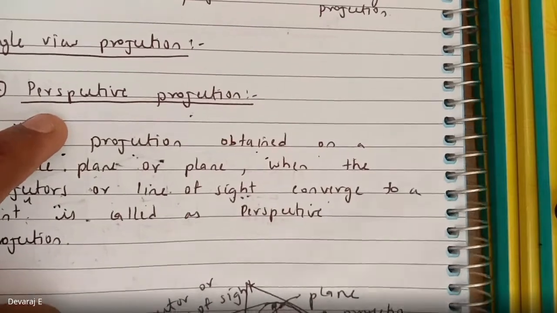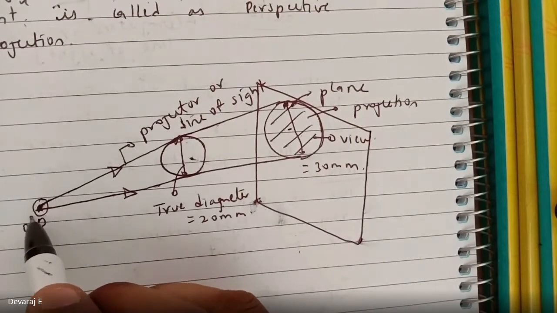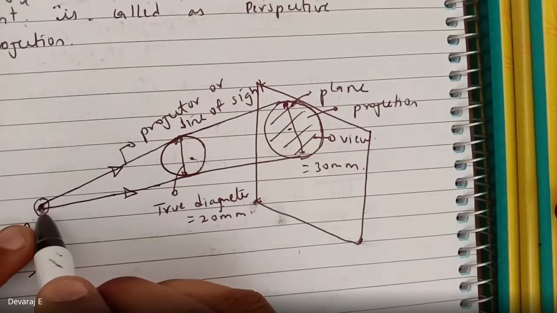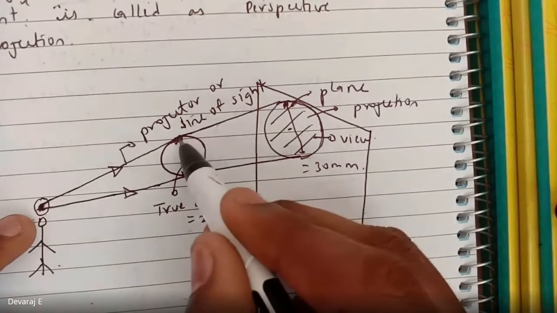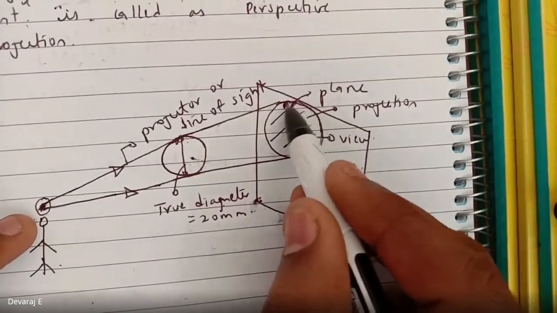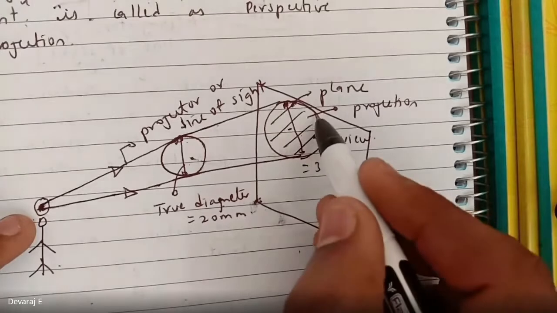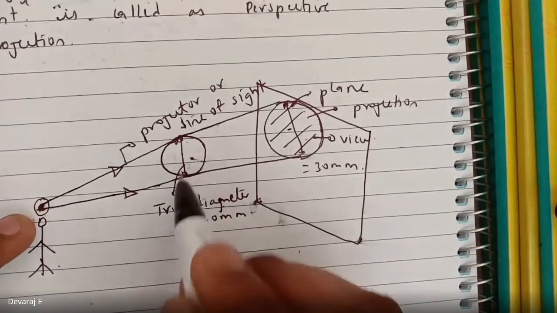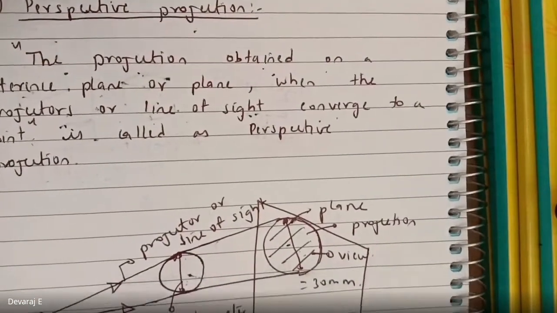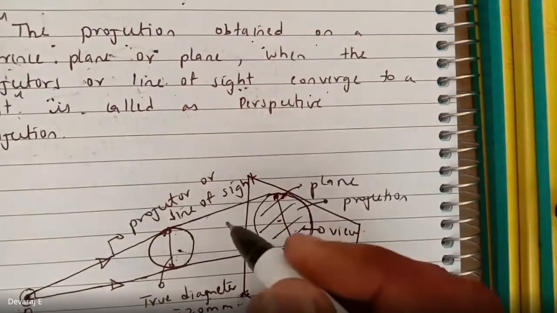So everyone is clear? Because the light which is coming from the light source is coming from the same point. At the same point the light will fall on the object, then the projectors will fall on the plane. So if you draw the view on the plane, the diameter will be much bigger than your original diameter. So this is called perspective projection. Anyone has any doubt in this? No, sir.